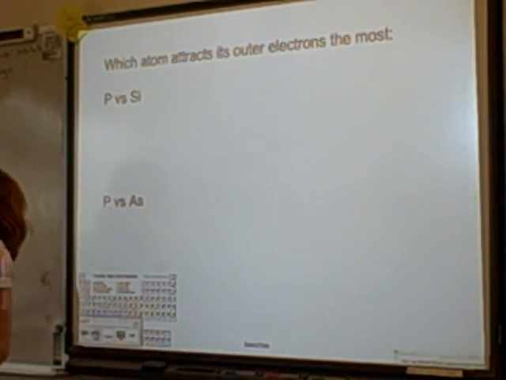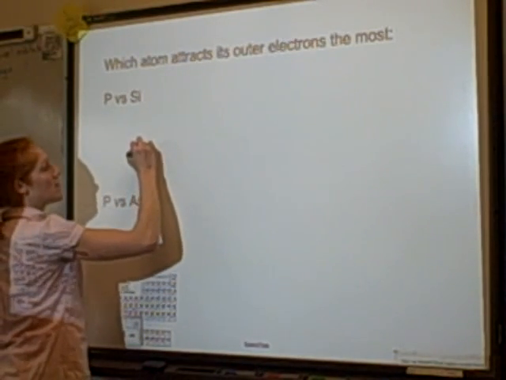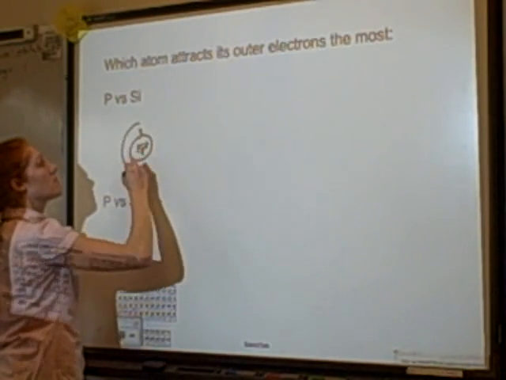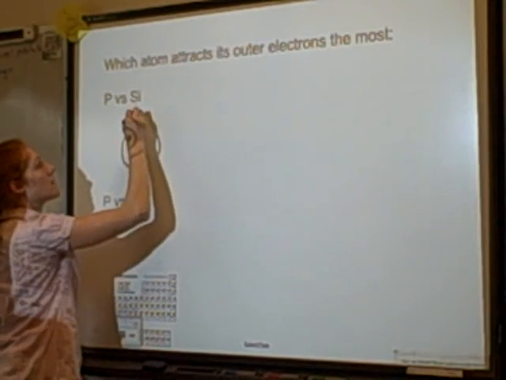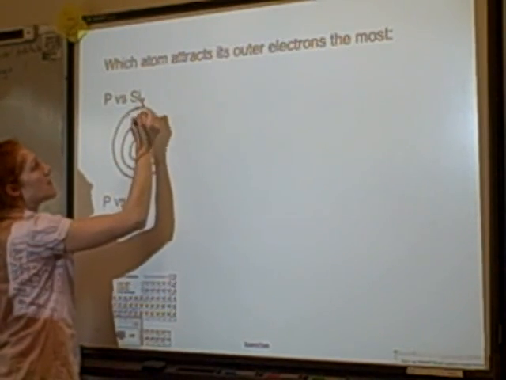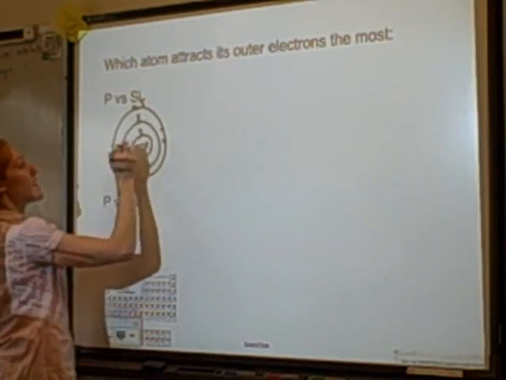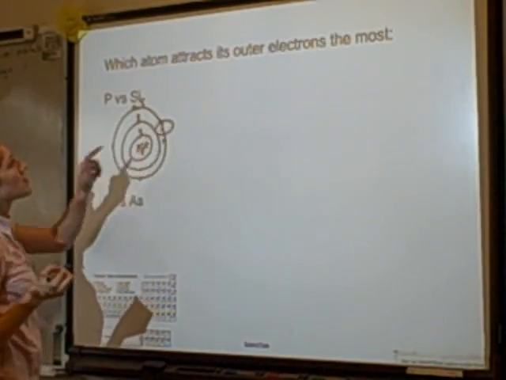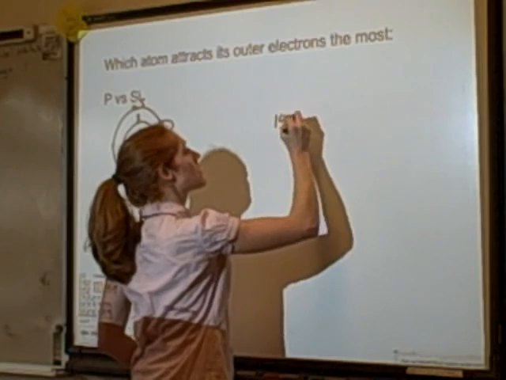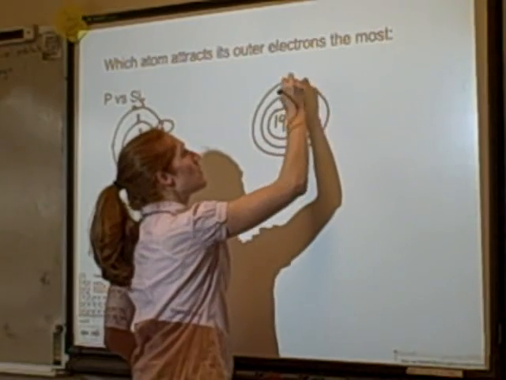So we've got phosphorus versus silicon. Phosphorus has 15 protons. I'm going to draw the Bohr model again. 15 protons, and so it's going to have 15 electrons: 2 on the first shell, 8 on the second shell, and so I'm up to 10. I'm going to need 5 more, so 5 on the third shell. So we're looking at any one of these 5 outer electrons. How attracted is this electron to the nucleus, versus silicon, where we have 14 protons, 14 electrons: 2 on the first, 8 on the second, 4 on the third.